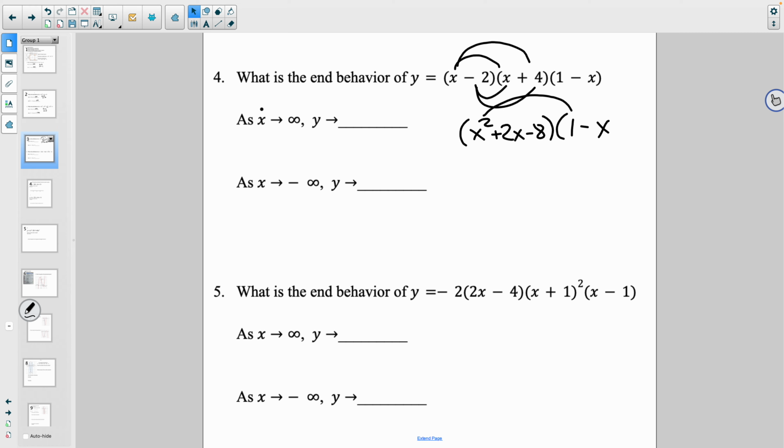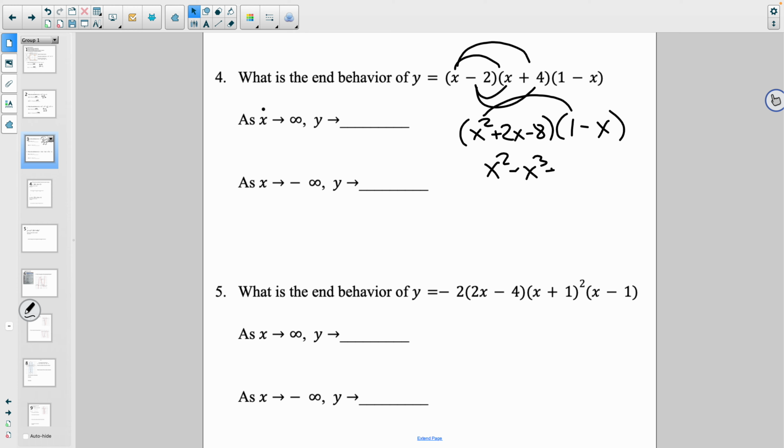We get x squared times 1, which is x squared. x squared times negative x is negative x cubed. And then we can do it again. 2x times 1 is plus 2x, minus 2x squared. And then minus 8 plus 8x. So really all we still care about is our term with the highest degree, which is this one right here. So I have a degree of 3 and a negative leading coefficient. So looking at our table, we can tell that it's going to be like this one.